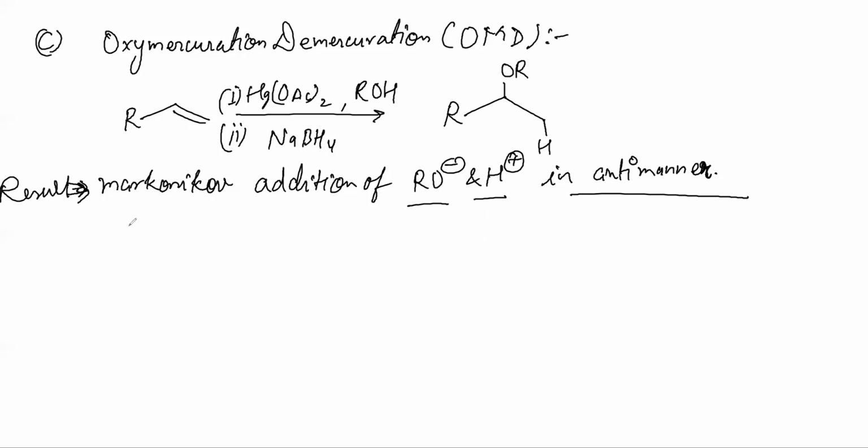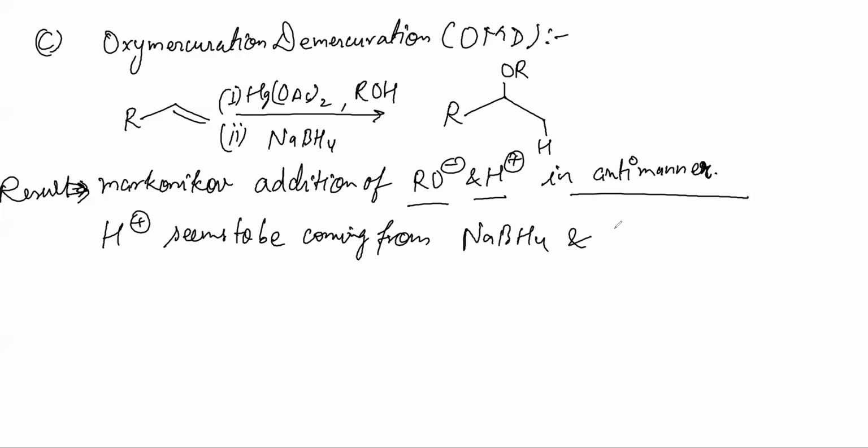Now, if it intrigues you, let me tell you, this is some zest of the mechanism, all the good things coming out of it. The H plus seems to be coming from NaBH4 and RO minus comes from ROH. Why I'm telling you this? Because in advanced, sometimes they ask questions like this.